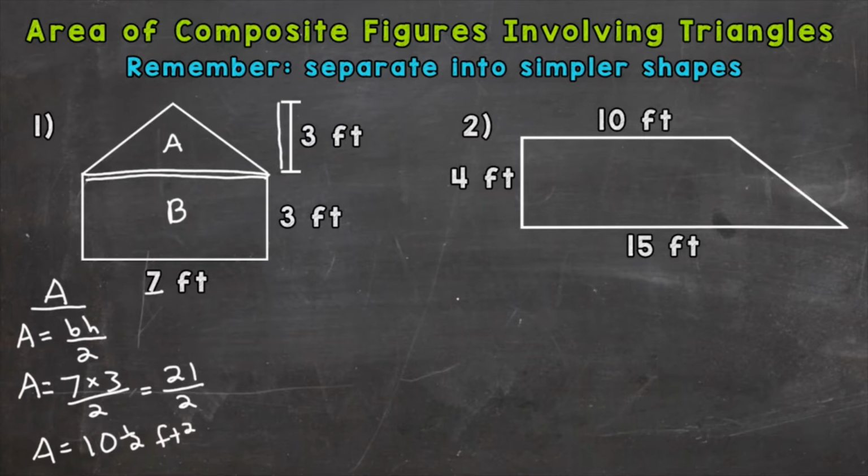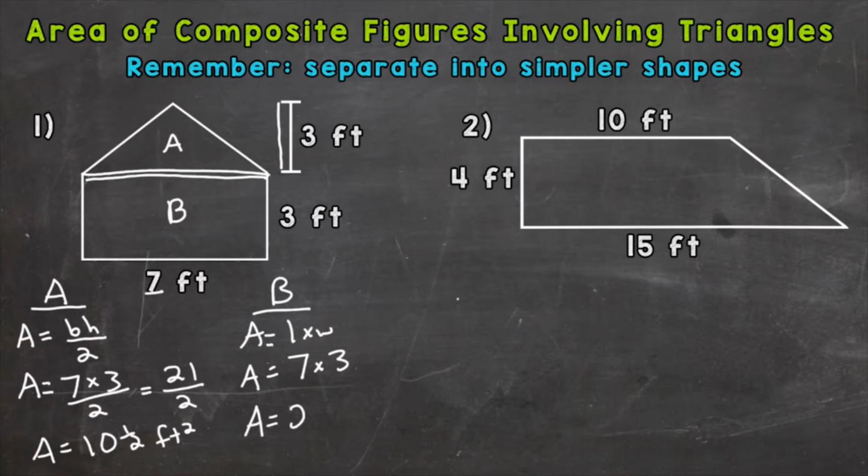square feet. Now we need to do B. The area of a rectangle is length times width. Let's plug in. Our length is 7 feet times a width of 3 feet. If you did 3 times 7, that would give you the same answer, so don't get caught up on the length and width there. Area equals 21 square feet. Now that we have the area of A and B, we need to add those together for the total area of the composite figure.